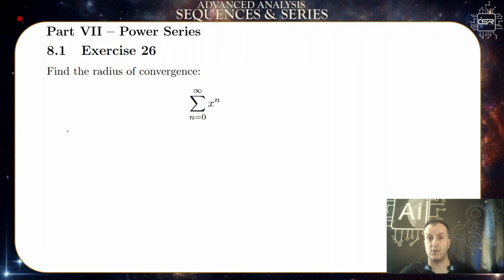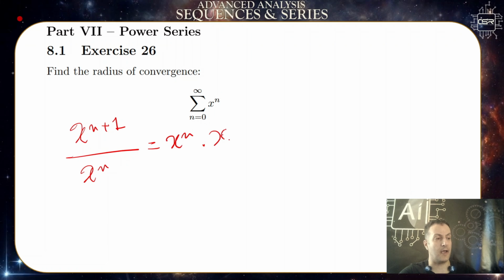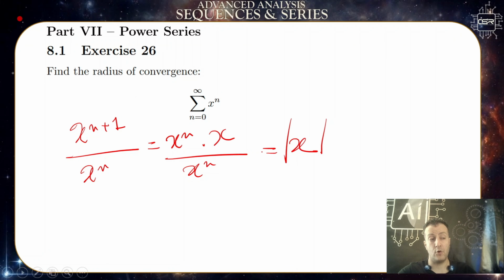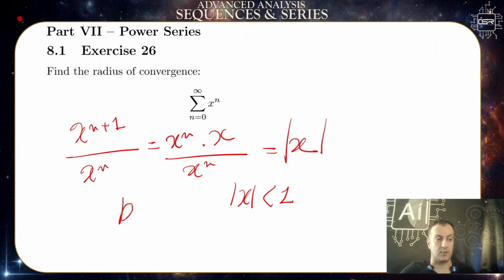Find the radius of convergence for the sum from n equals 0 to infinity of x to the power of n. Let's apply the ratio test. So x to the n plus 1 divided by x to the n is equal to x to the n times x over x to the n, which is x. Therefore, the ratio is x. In other words, the result depends on x. So for x less than 1, this series converges. The radius, therefore, is equal to 1.